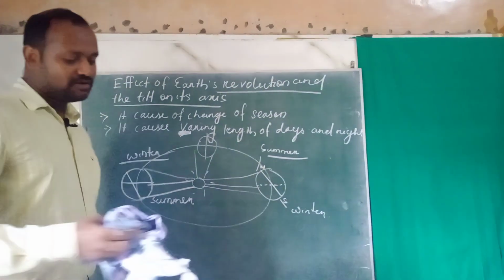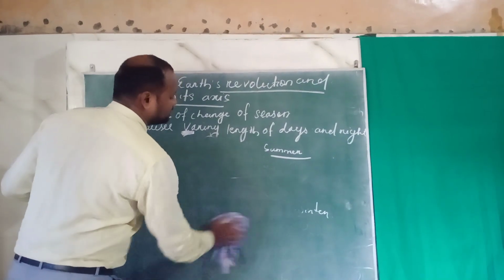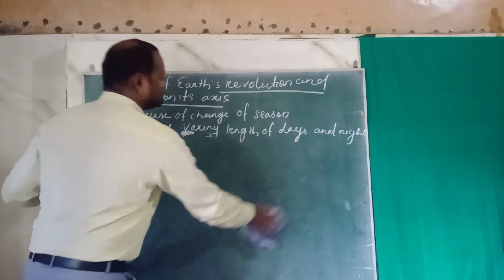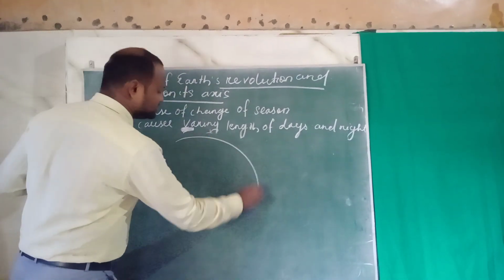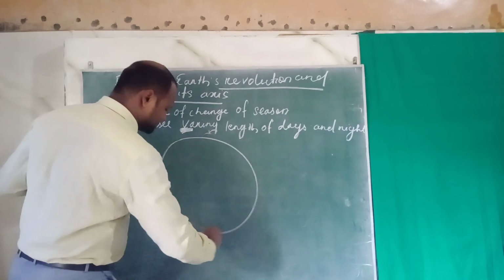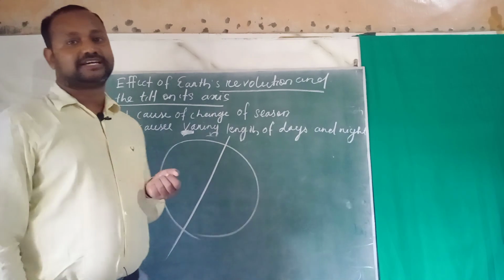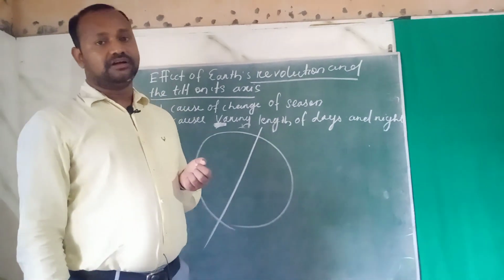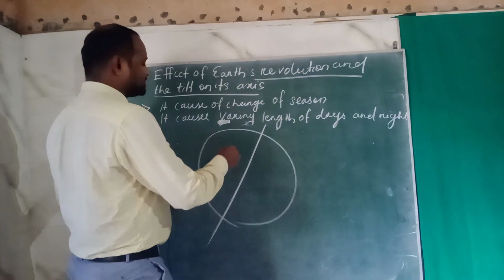Now we are going to discuss why we have varying length of day and night, why we don't have an equal amount of time of day and night. You might have observed that during the summer season the days are longer, and during the winter season the nights are longer. Why does this happen? Let's discuss.